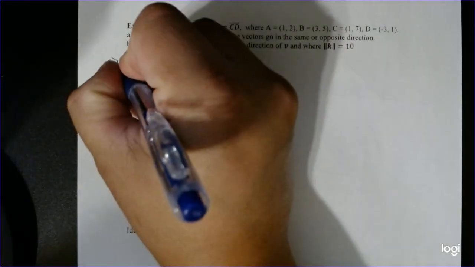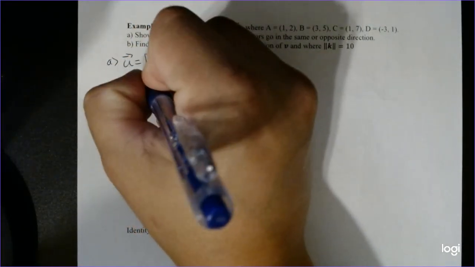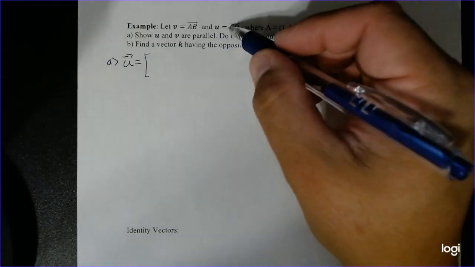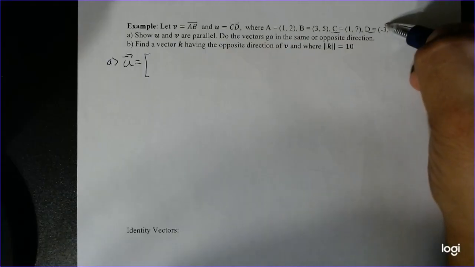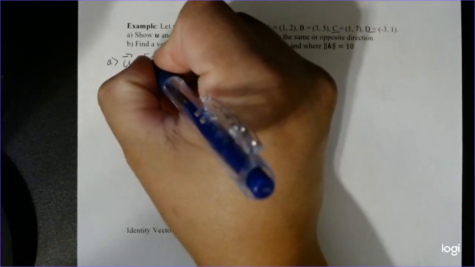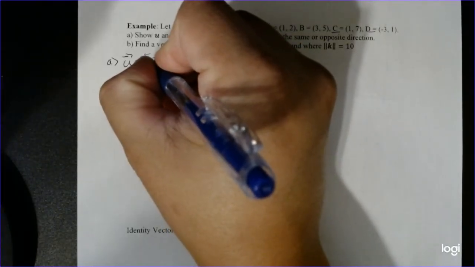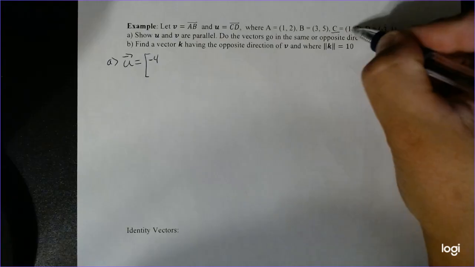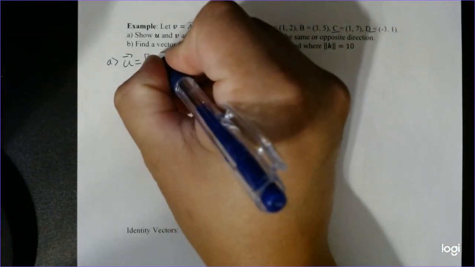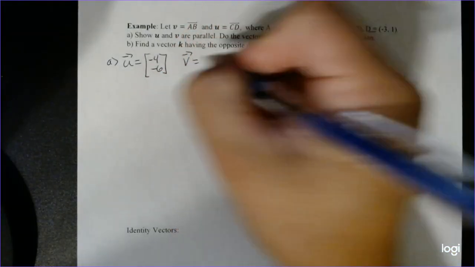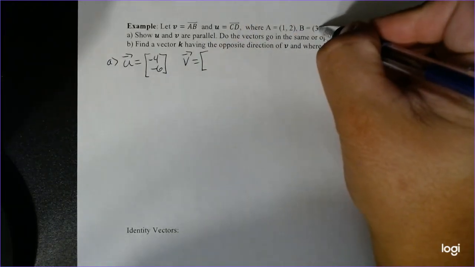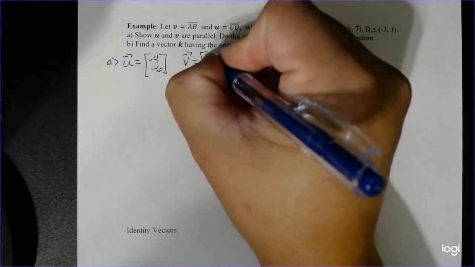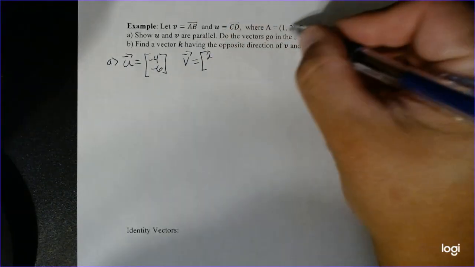Okay, so U goes from C to D. Endpoint minus initial, so -3 minus 1 is -4. 1 minus 7 gives you -6. And now V is AB. So 3 minus 1 is 2, and 5 minus 2 is 3.